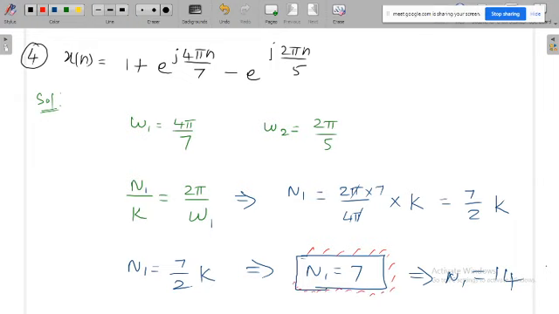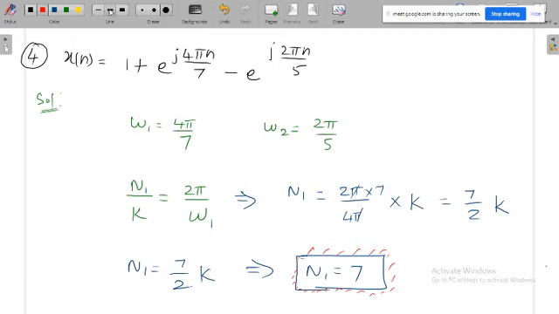If the signal has a period of 7, then it is definitely periodic with 14, 21, and so on, the multiples of 7. Out of that, only 7 is fundamental. That means if the signal repeats with 7 samples, it will definitely repeat with 14 samples, 21 samples, 28 samples and so on. But out of that, which one is the smallest? 7. So 7 is the period of the first signal.